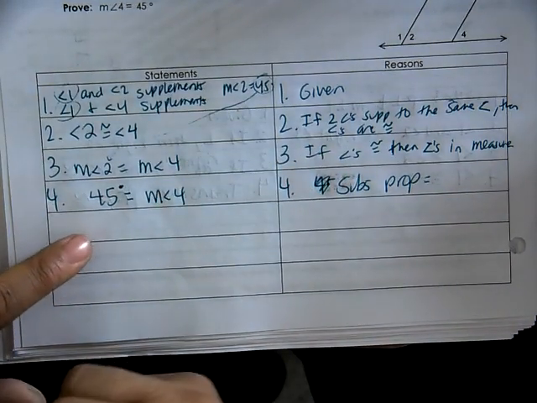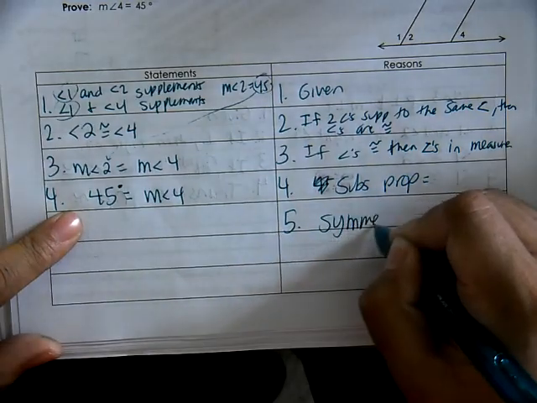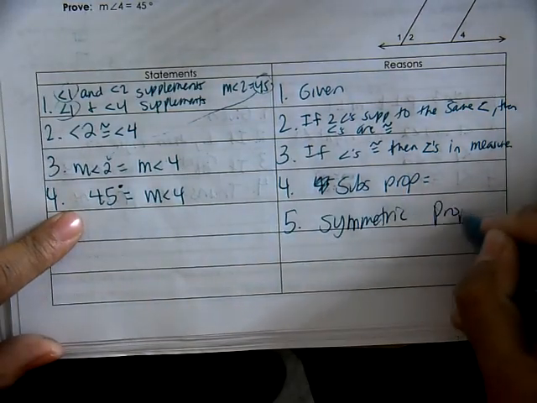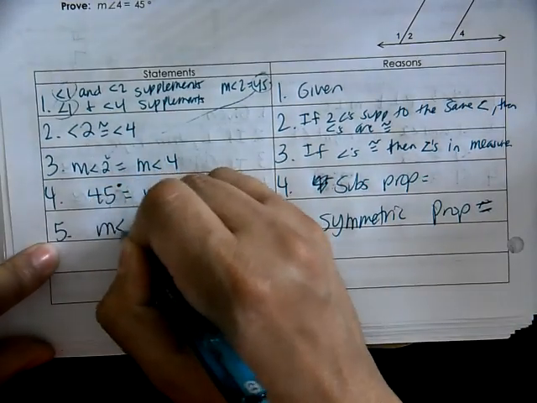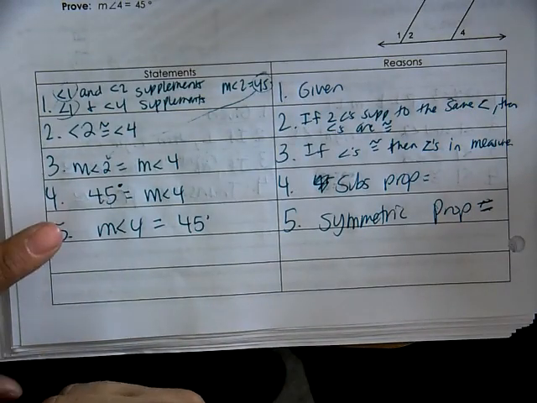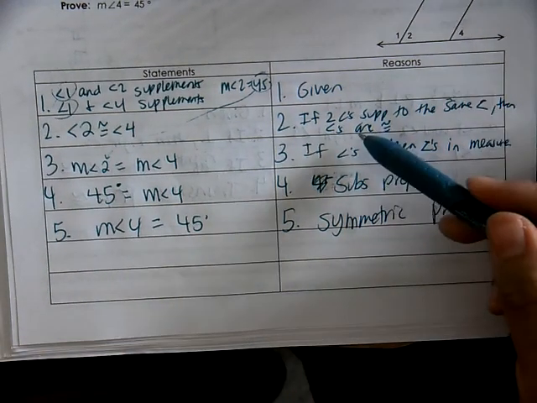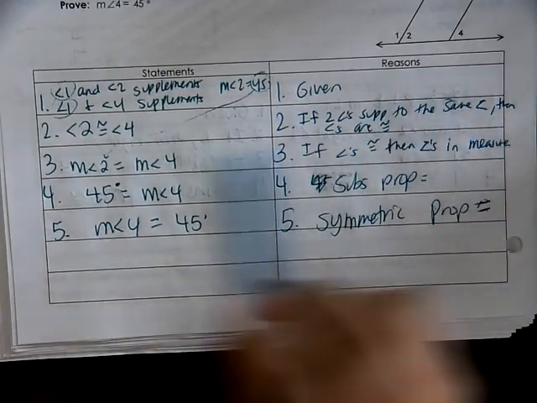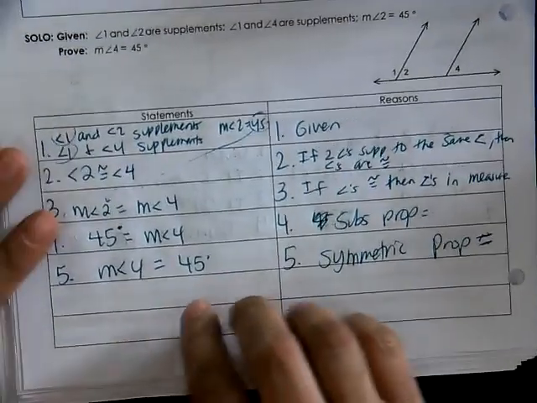And finally, I don't want the answer written this way. I'm going to switch it around. So symmetric property of equality. Because I needed to say measure of angle 4 is 45 degrees. Okay, so that can be done in 5 steps if you just use that new theorem where we were able to just go right to the 2 angles that are congruent. Okay, and that's pretty much it for this practice.